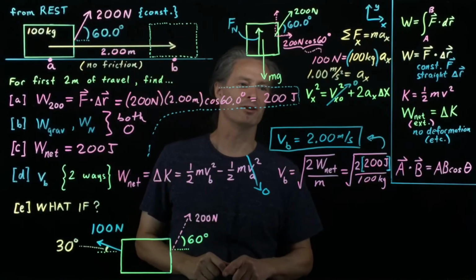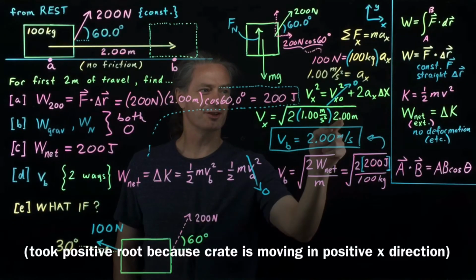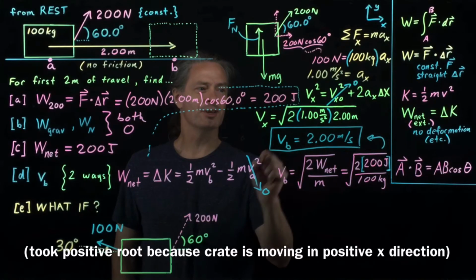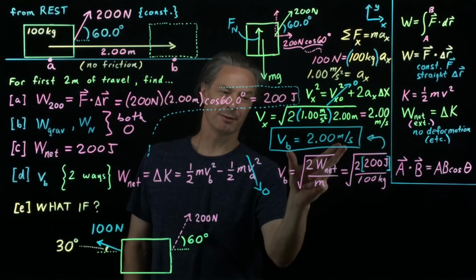So let's take the square root of both sides, put it here, where I've plugged in for the acceleration and displacement components. And this comes out to 2 meters per second. And this agrees with our earlier result.